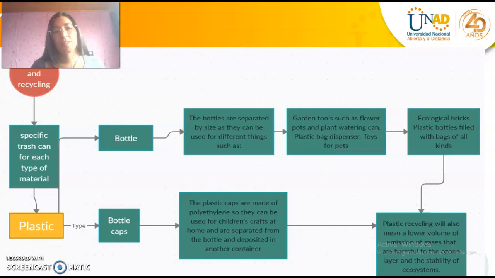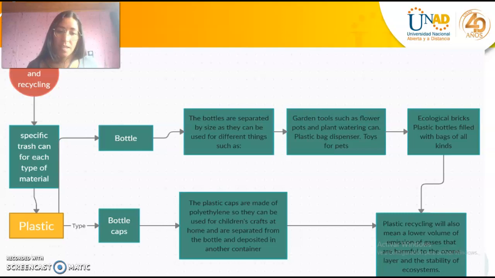Plastic. These materials are of two types: bottles and bottle caps. Bottles are separated by size, and they can be used for different things such as garden tools, flower pots and plant watering, plastic bag dispensers, toys for pets. Ecological bricks: plastic bottles filled with plastic waste of all kinds.